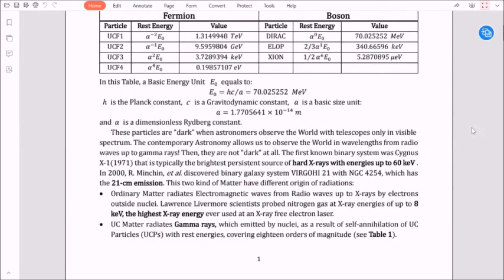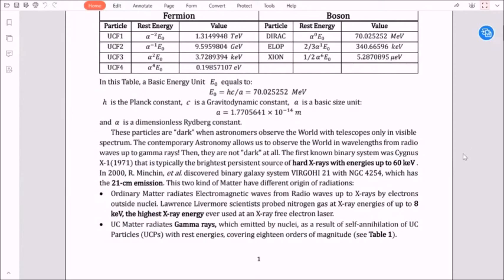The first known binary system was Cygnus X-1, that is typically the brightest persistent source of hard X-rays with energies up to 60 kiloelectron volts. In 2000, Minchin et al. discovered the binary galaxy system Virgo HI21 with NGC 4254, which has the 21 centimeter emission.